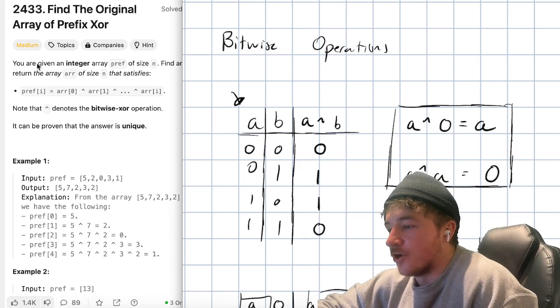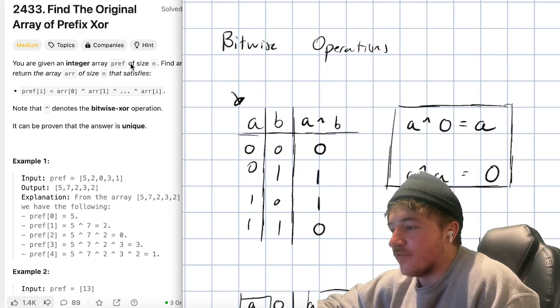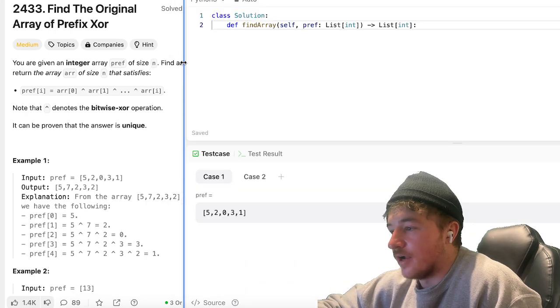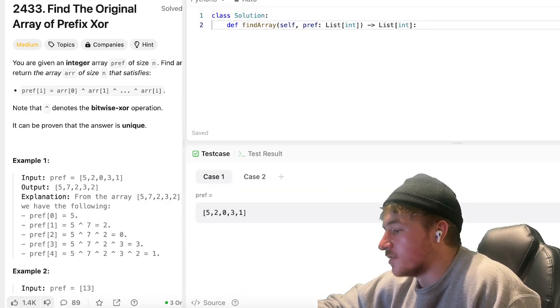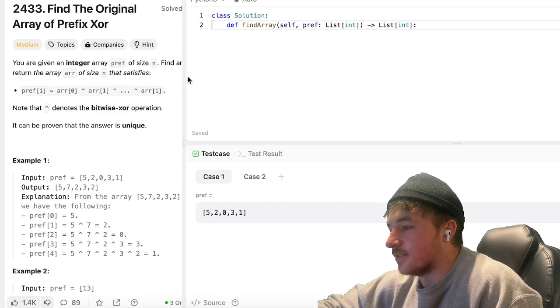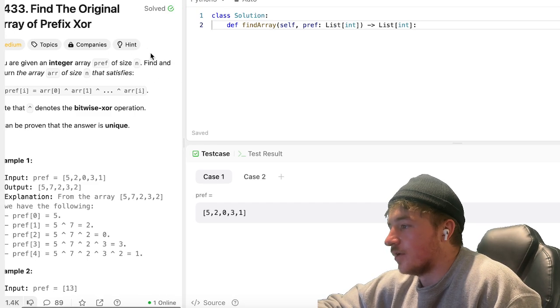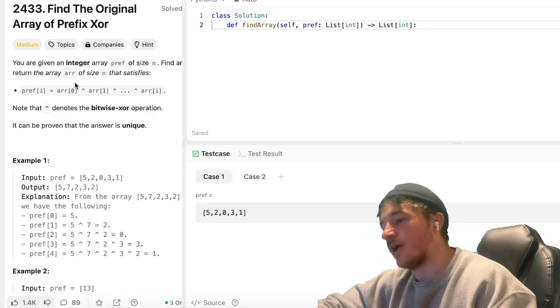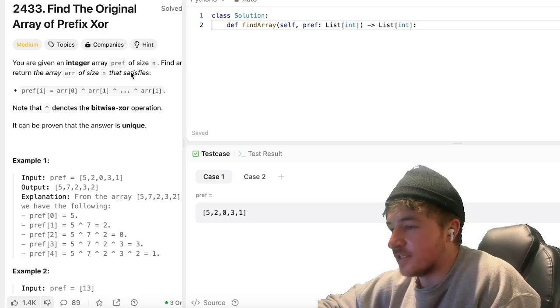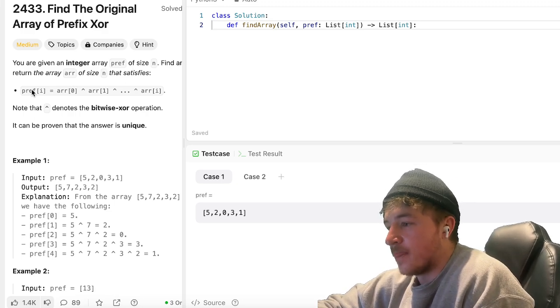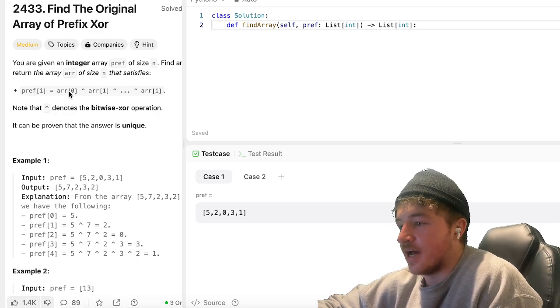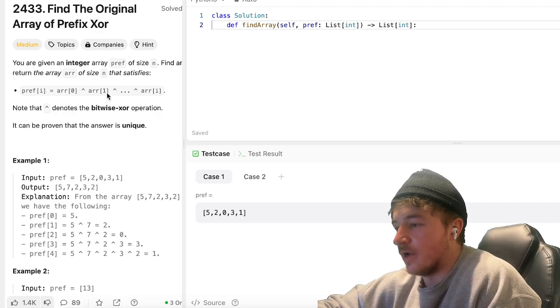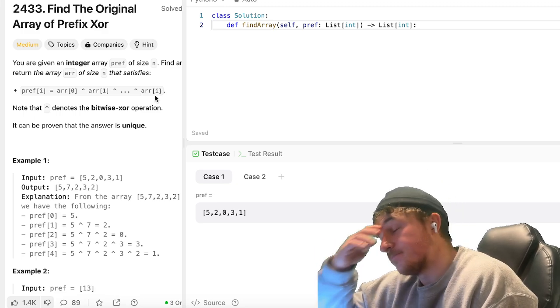Okay, so you're going to be given an integer array pref of size n. It's so annoying with this Leetcode update. Find and return the array of size n that satisfies the certain condition, where pref of I equals arr 0 XOR arr 1 all the way up to arr I.